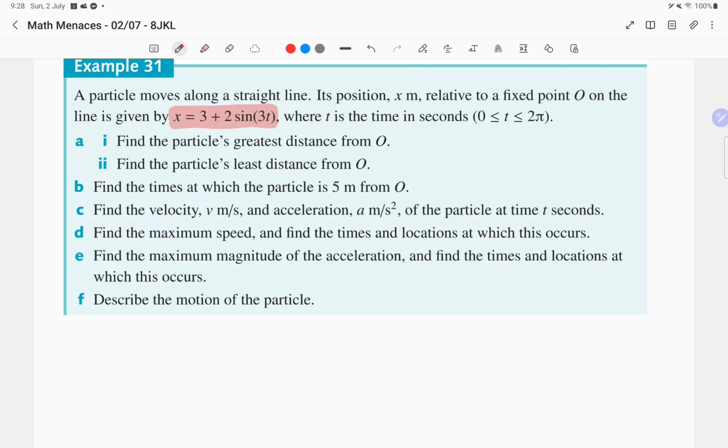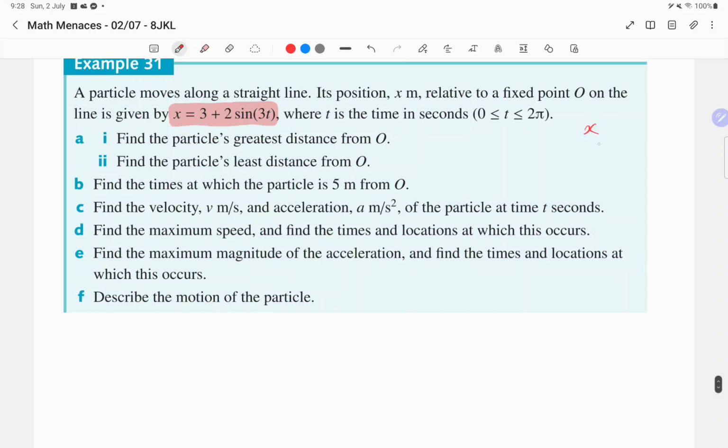Example 31. A particle moves along a straight line. The position is given by that. Again, x, v, and a. We've got given x, so we might need to find velocity and acceleration by derivative. Question A1. Find the particle's greatest distance from O. How do we find that? Greatest distance from O.